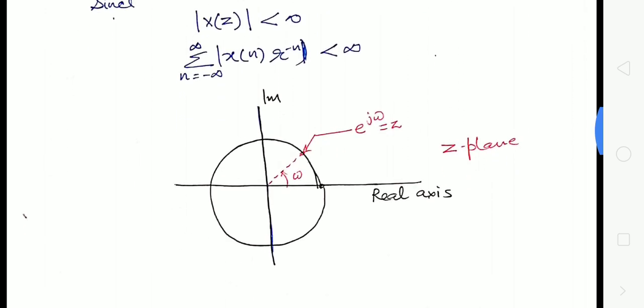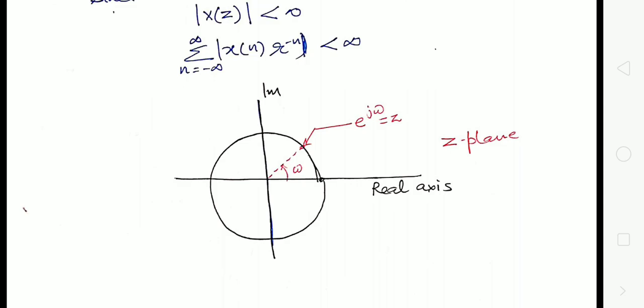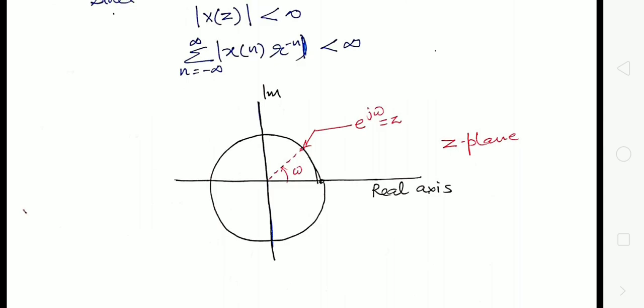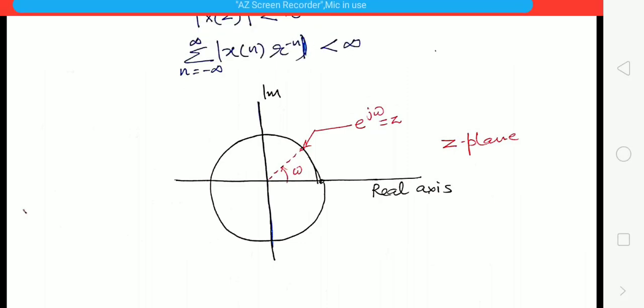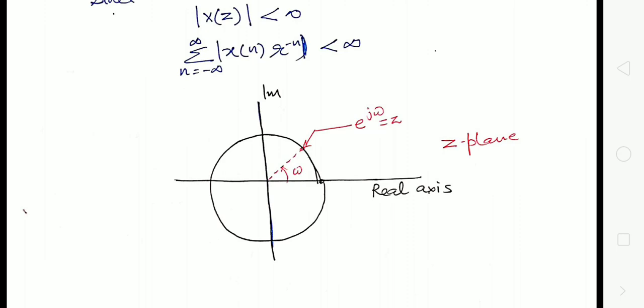Now, what will be the region of convergence for Z transform? This is the Z plane, and on the x axis we have taken the real part of Z, and on the y axis we have taken the imaginary part of Z. As we have already discussed, we have taken the value of Z as e raised to the power j omega. Here we have put r is equal to 1, or we can also take r is equal to r. The value of r can be anything.